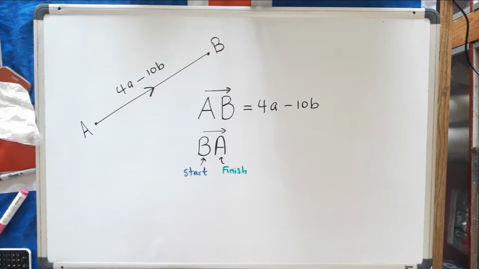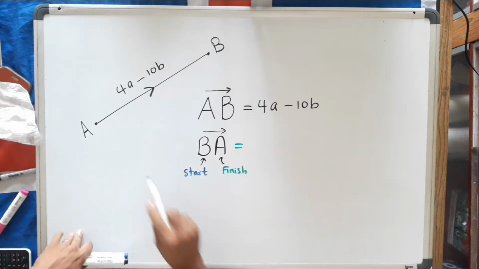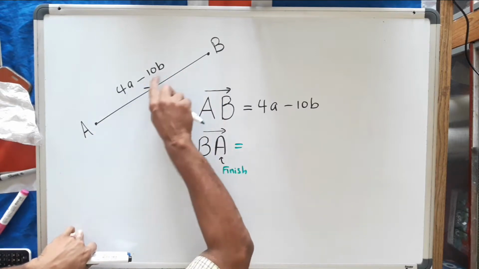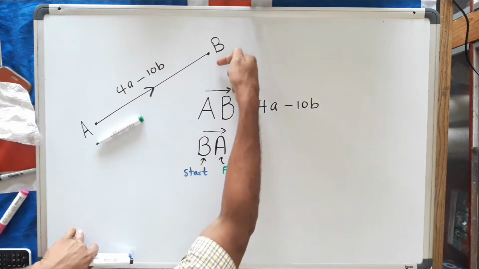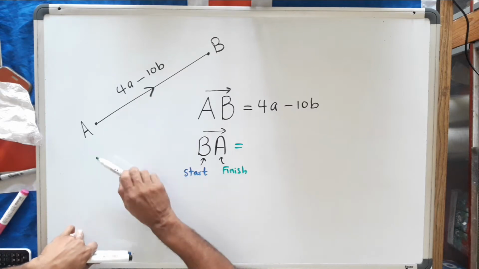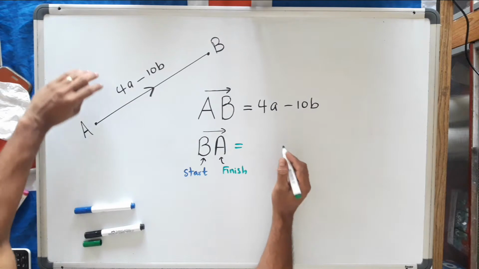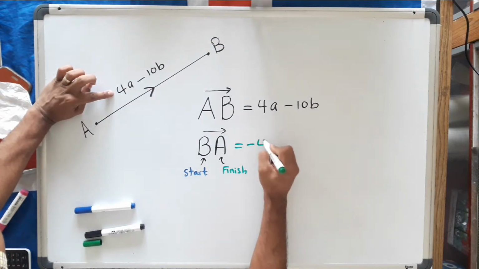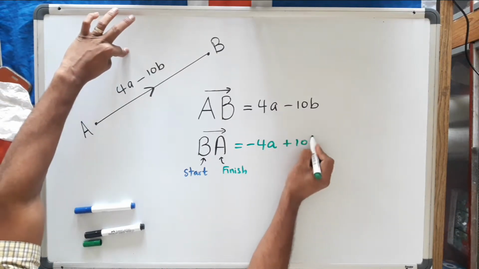So what's the value from B to A? Now here's a real simple trick in vectors. If you are walking with the arrow and I give you the value, if you reverse direction and go against the arrow, you just have to look at the vector and make each piece the opposite. So anything like 4A right now is positive. The opposite of positive is negative. And the opposite of minus 10B is positive 10B.